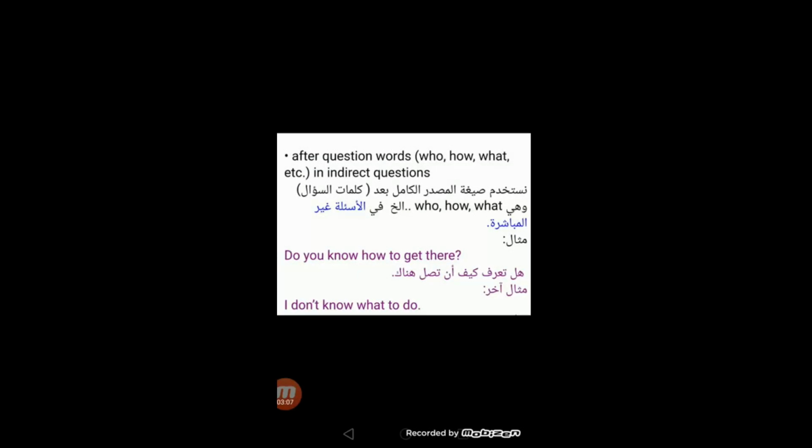Number 6, after question words such as who, how, what in direct questions. For example, do you know how to get there? Another example, I don't know what to do.